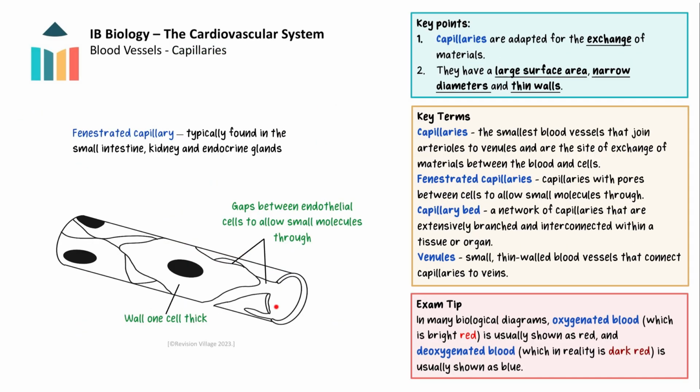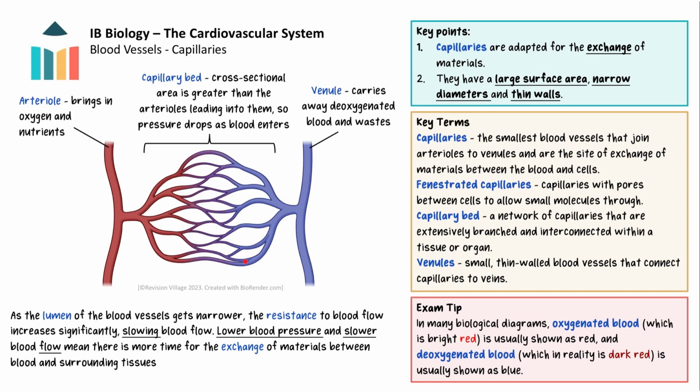Capillaries are very narrow and their walls are just one cell thick. Some capillaries, fenestrated capillaries, have pores between the cells that allow small molecules such as glucose and some hormones through. These type of capillaries are typically found in the small intestine, kidney and endocrine glands. Capillaries form highly branched capillary beds, and the total cross-sectional area of these beds is greater than that of the arterioles leading into them. Therefore, the pressure of the blood drops as it enters them.